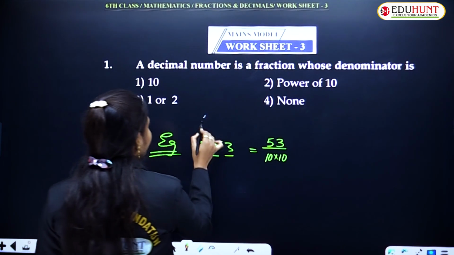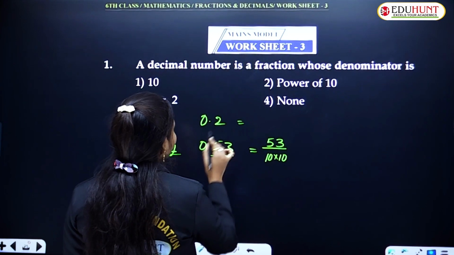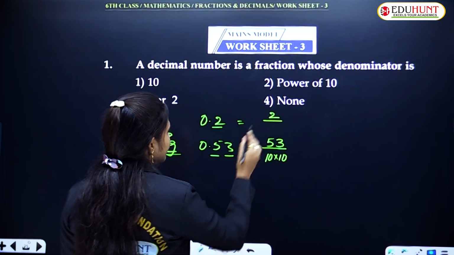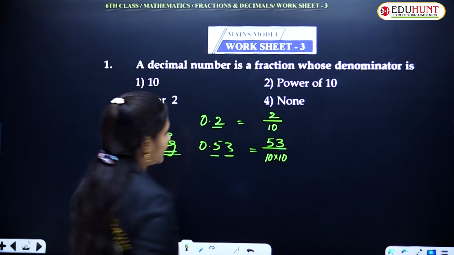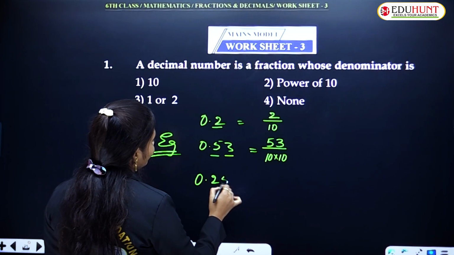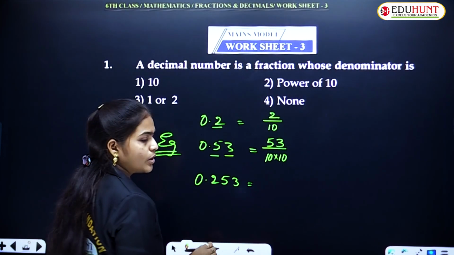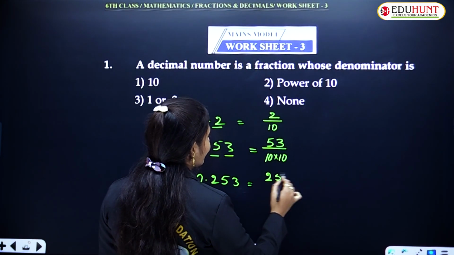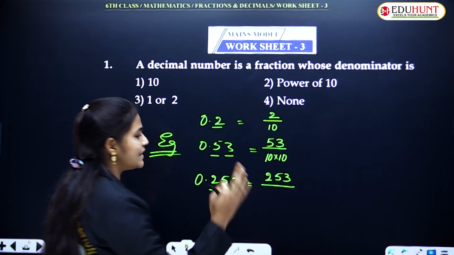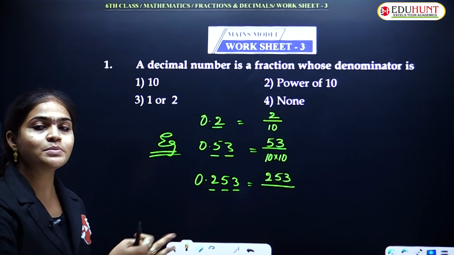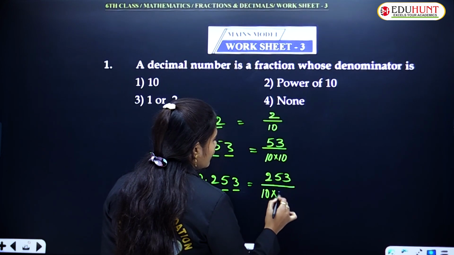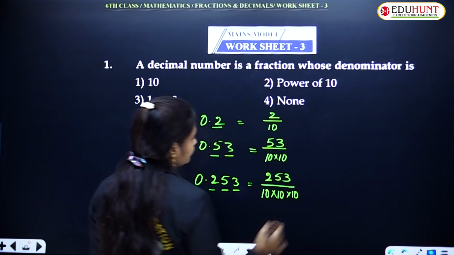In the same way, here 0.2 is there. We can write this as 2 by 10, because after the point there is only 1 digit. Understand? Next, 0.253, for example. We can write this as 253 by, and after the point there are 3 digits. So how many times do we take the 10? 3 times. So 10 into 10 into 10.